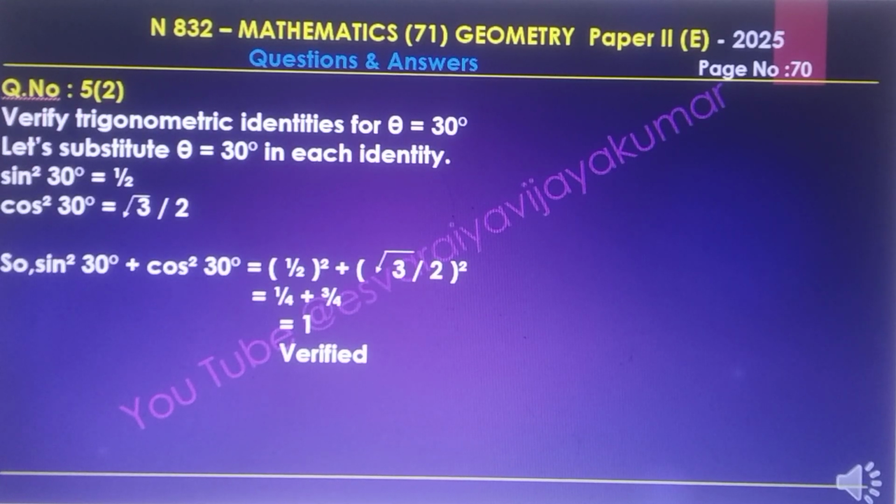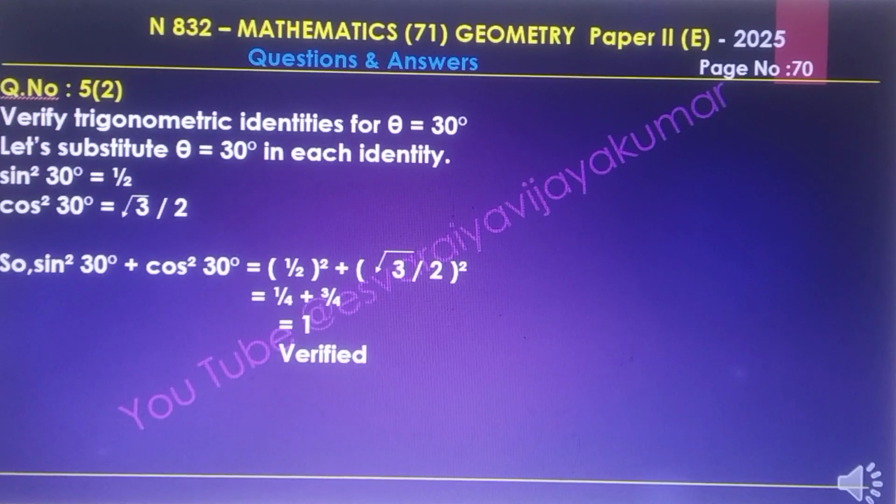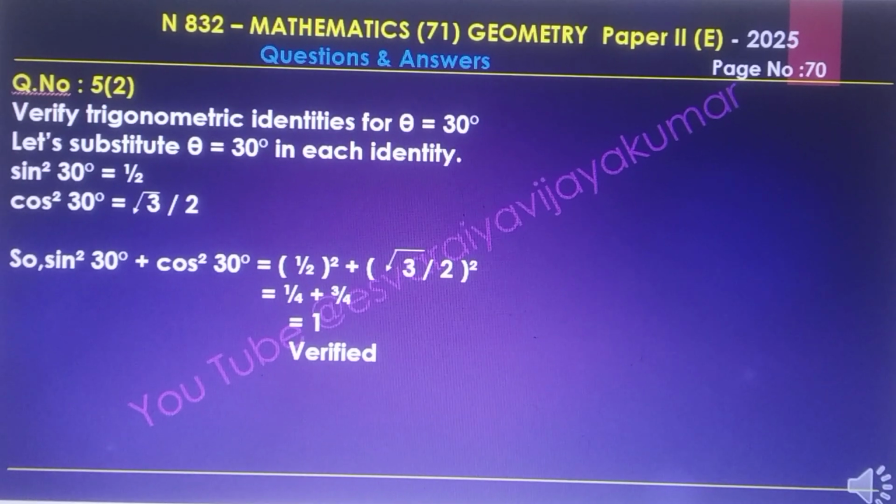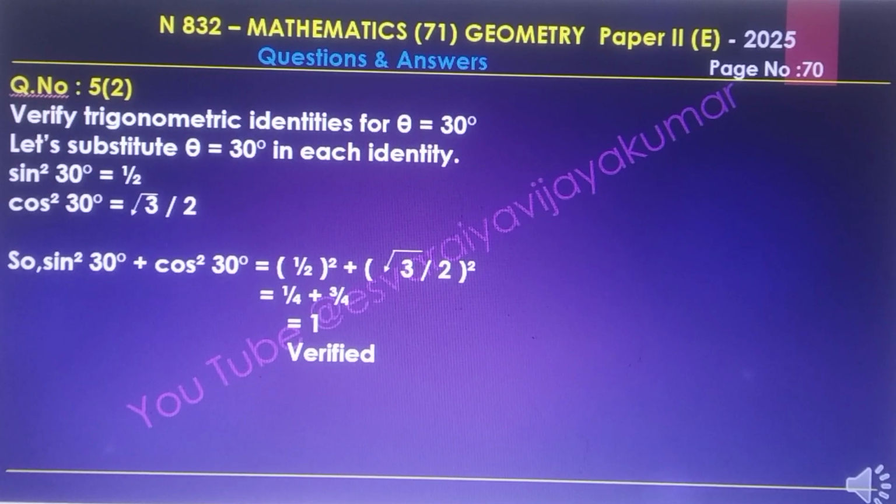Question 5.2: verify the trigonometric identities for theta equal to 30 degree. Let's substitute theta equal to 30 degree in each identity. Sin 30 degree equal to 1 by 2, and cos 30 degree equal to root 3 by 2. Then sin square 30 degree plus cos square 30 degree, we are getting the answer 1. That is verified.